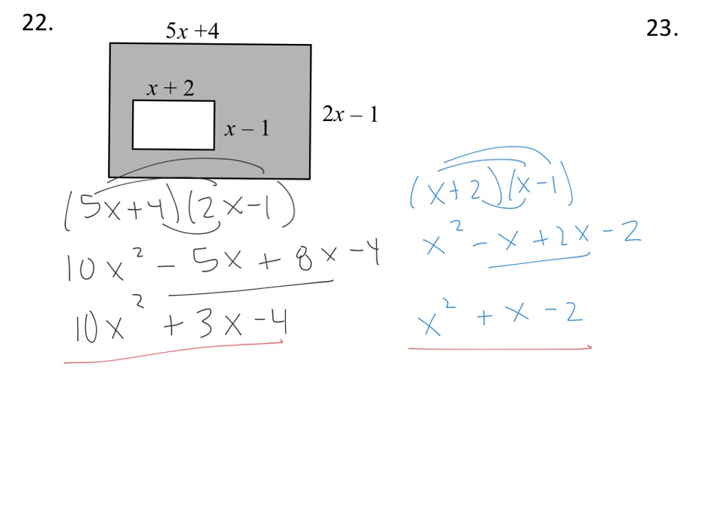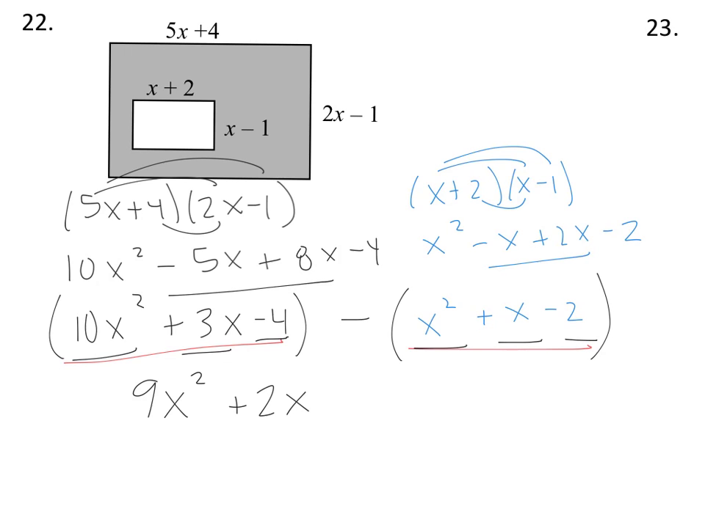Now that's the smaller rectangle. So now what I need to do is take my larger rectangle, subtract my smaller rectangle. And when I do this, I see I have 10x squared minus x squared to give me 9x squared. 3x minus x to give me 2x. And then negative 4 minus negative 2, that's really plus 2, to give me a negative 2. And I could write units squared because I did find area.